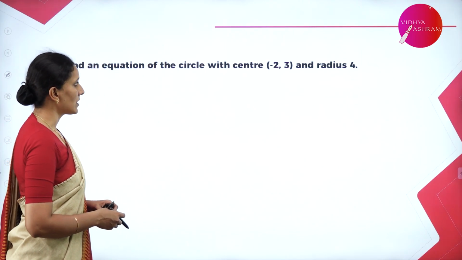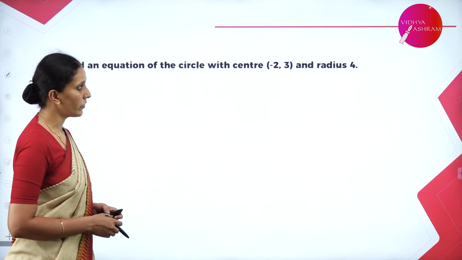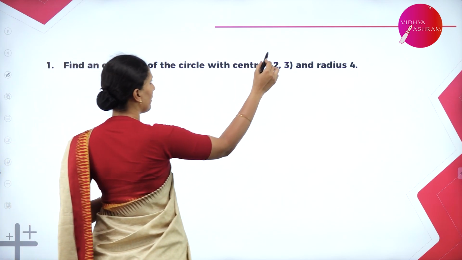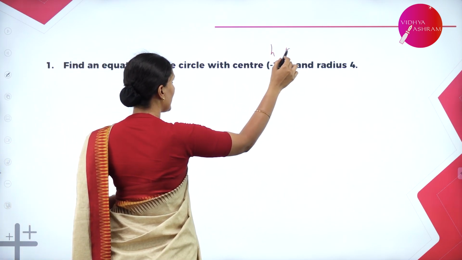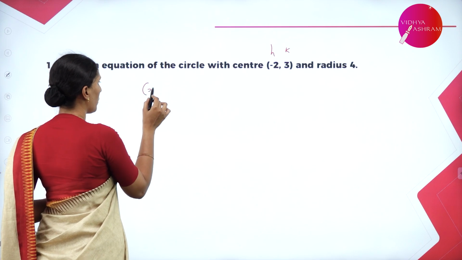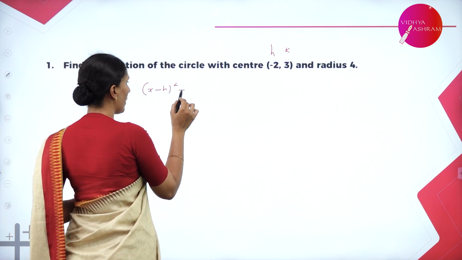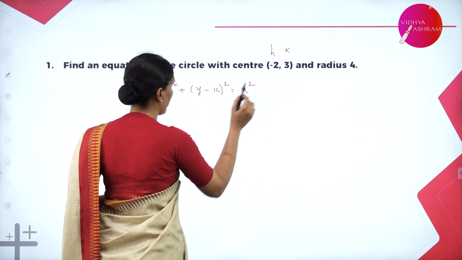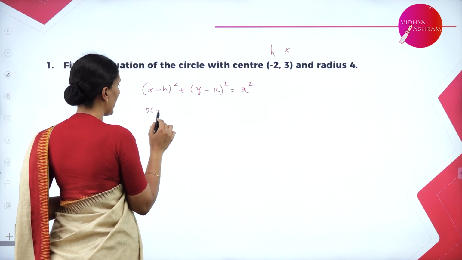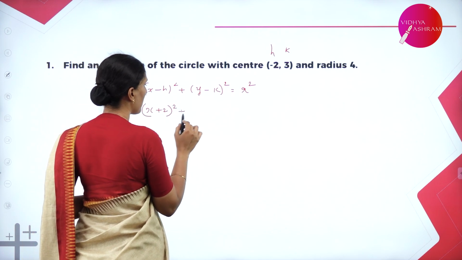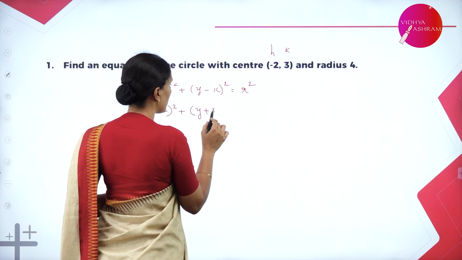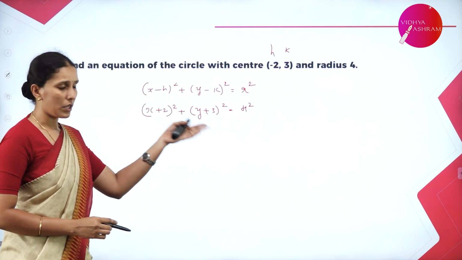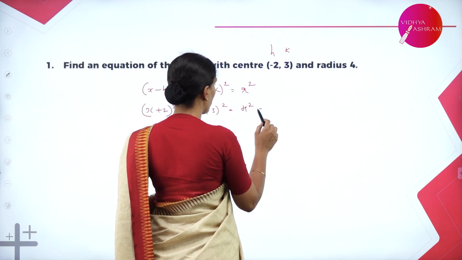Find an equation of the circle with center minus 2, 3 and radius 4. So when we have minus 2, 3, here the value of h is minus 2 and k is 3. We know the general equation is (x minus h) whole square plus (y minus k) whole square is equal to r square. So substituting this, we'll get (x plus 2) whole square plus (y plus 3) whole square is equal to 4 square. So this will be the equation. Here 4 square is 16.